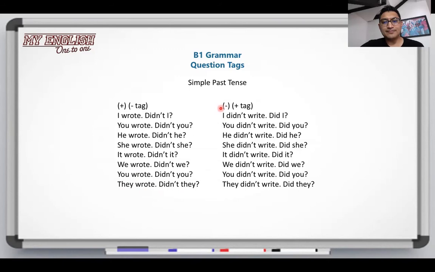Here we're gonna check a simple past tense negative sentence with a positive tag question or question tag. It's the same. I didn't write, did I? You didn't write, did you? He didn't write, did he? She didn't write, did she? It didn't write, did it? We didn't write, did we? You didn't write, did you? They didn't write, did they?